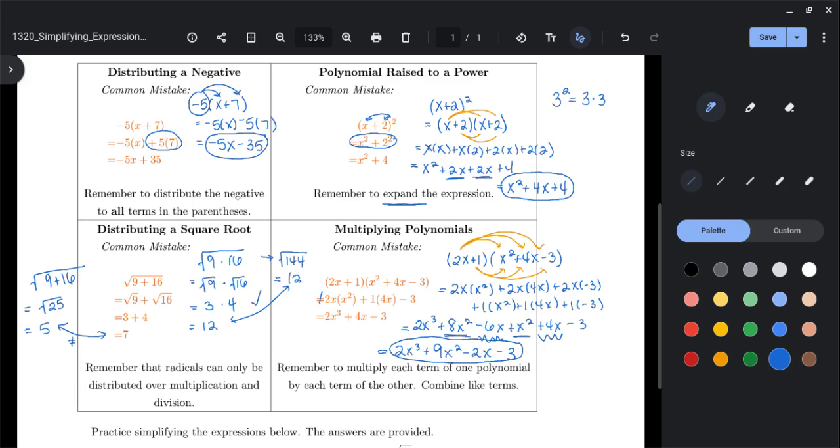So remember that when we're simplifying our algebraic expressions, if we're multiplying polynomials, we need to make sure that we distribute each term of one polynomial and multiply it by each term of the other polynomial. And don't forget to distribute those signs also, just like we saw in that first example. If we have a polynomial raised to a power, that means that we're multiplying the polynomial by itself that many times. And then it's just like multiplying polynomials. And then if we have radicals and roots of polynomials, those can only be distributed across multiplication and division.